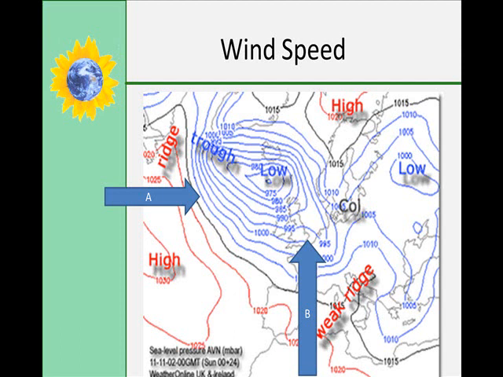So on this map, which direction, A or B, do you think is going to have the fastest winds? Well, if you take a look, A has the closest spaced isobars, so the wind is going to move more quickly in that direction.